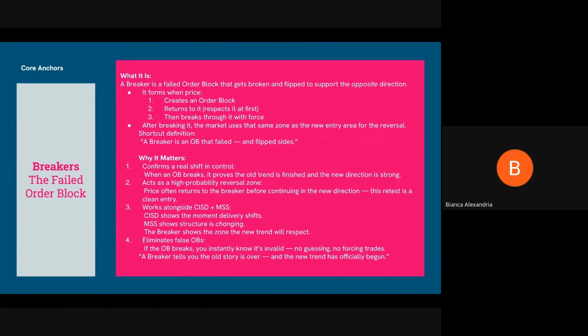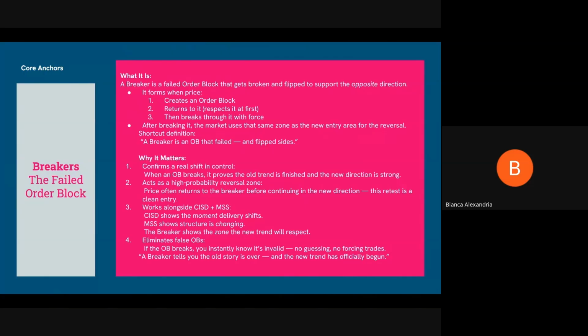And when there is one, that is even more of a confluence for us to say, hey, okay, price is not only reversing, but it looks like I might have an actual entry. So, looking at this pink box, the definition of what it actually is: a breaker is a failed order block that gets broken and flipped to support the opposite direction. So it creates an order block, it returns to it, respects it the first time, but then it breaks through it with force, and that's that displacement.